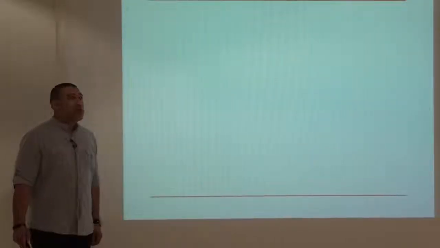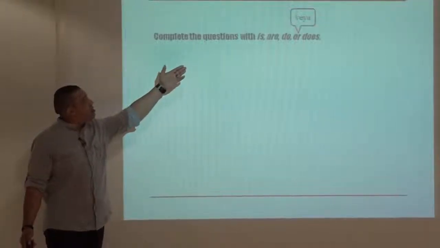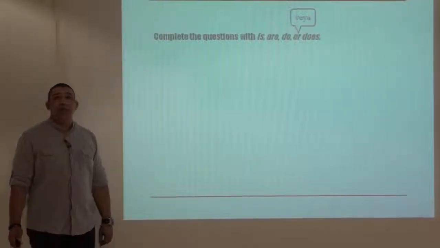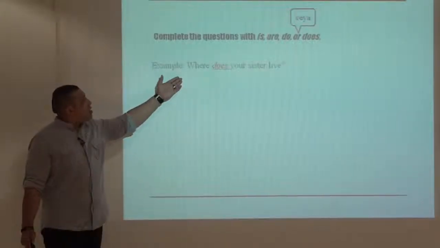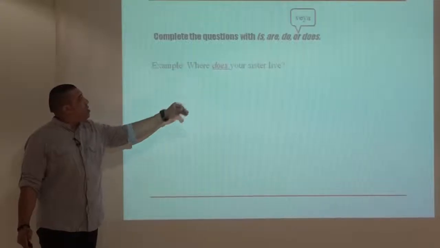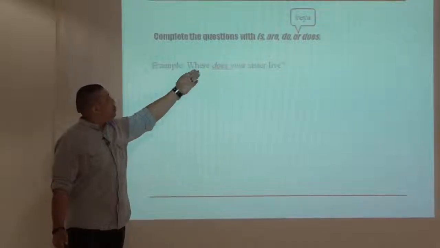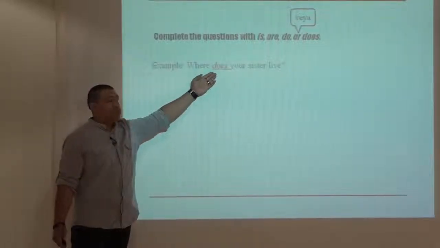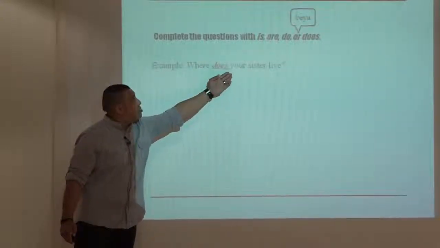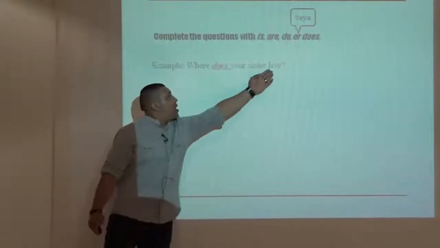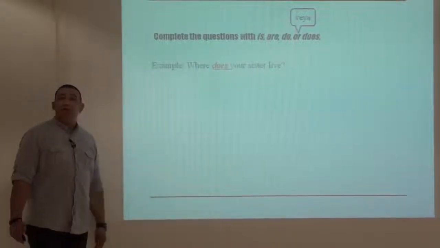Now let's do some more practice. Let's complete the questions with is, are, do, or does. Let's have a look at an example first. Where does your sister live? So first we have question word or WH question, where, followed by auxiliary verb, does, then subject, your sister, and lastly we have infinitive or main verb, live. Let's do some practice now.